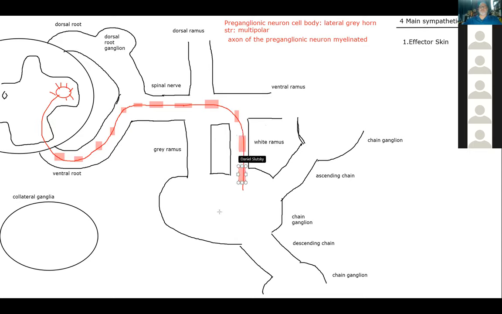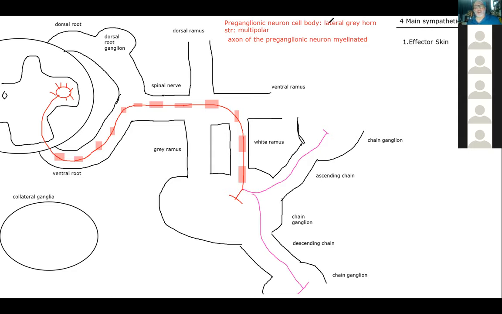So that myelinated axon travels down the white ramus. Excellent. Now, which of our two types of ganglia did we say innervated the skin? Collateral ganglia or chain ganglia? Chain. So it's going to want to synapse here in our chain. Now, remember, this is the sympathetic nervous system. So being the sympathetic nervous system, it's going to branch laterally. So some branches will go up to synapse. Some branches will go down to synapse. We're not going to worry about all of that. We're just going to form one synapse here.